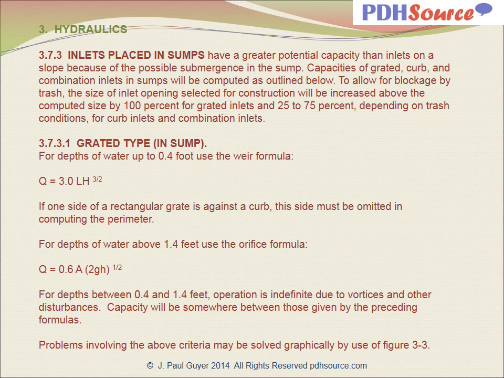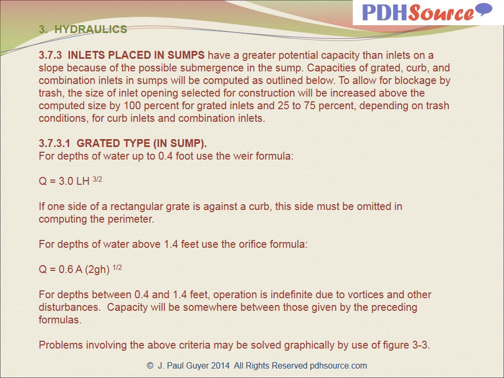Capacities of graded, curb, and combination inlets in sumps should be computed as outlined below. To allow for blockage by trash, the size of inlet opening selected for construction should be increased above the computed size by 100% for graded inlets and 25 to 75% depending on trash conditions for curb inlets and combined inlets.